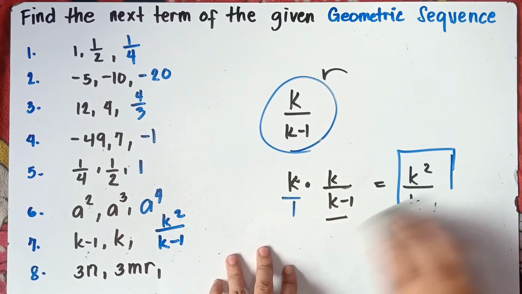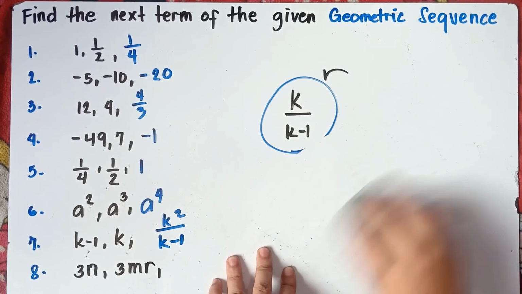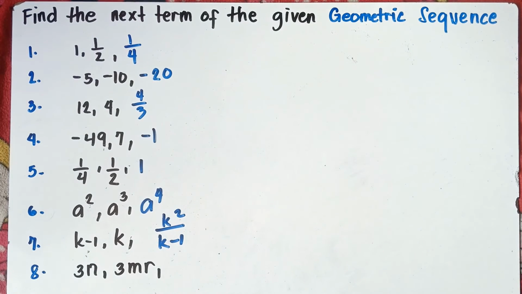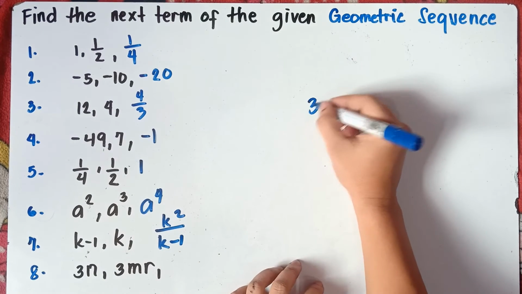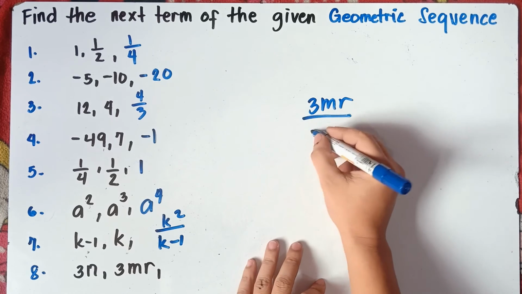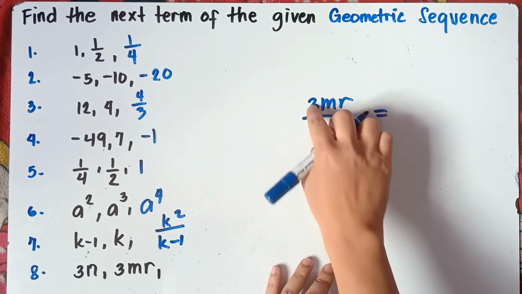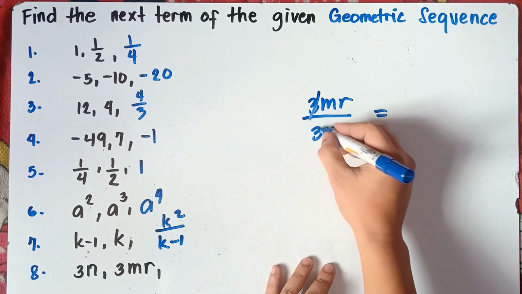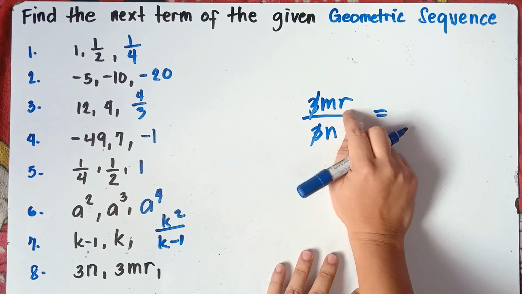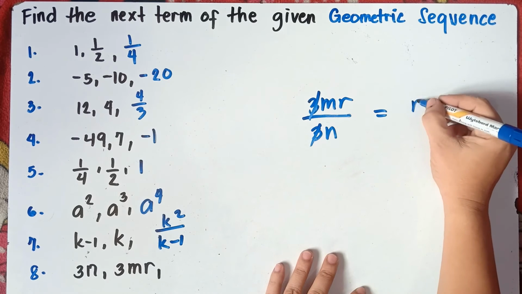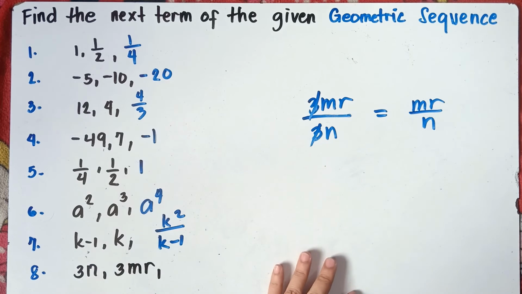Alright, so let's try the 8th term. So the 8th term, class, simply divide the 2nd term by the 1st term. So this will be 3mr divided by 3n. Alright, so to get the common ratio, you can divide 3 by 3. 3 divided by 3 is 1. You can cancel this out. mr divided by n, you cannot divide this one. So simply copy mr over n. That would be your common ratio, class.